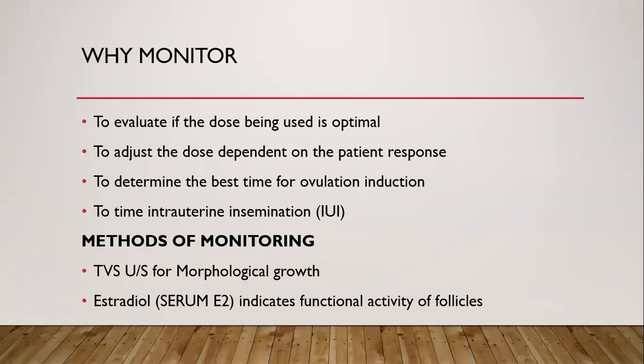So as indicated, there are two types currently used in most of the centers. There are, of course, others that I didn't record, but in most of the centers, and of course we only have one center here in Zambia, they use these two methods to monitor. There's TVS ultrasound. This one is basically for morphological growth of the follicles. Then they have serum E2, which indicates the functionality of the follicles. So these are the two commonly used methods, and today we're going to be looking at just ultrasound.